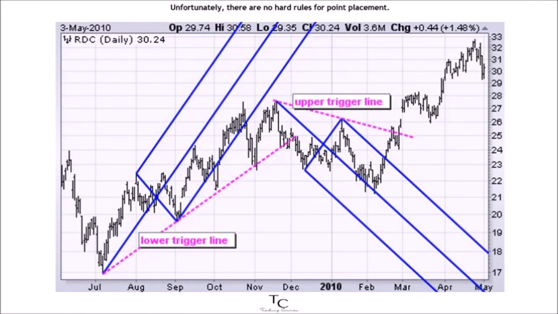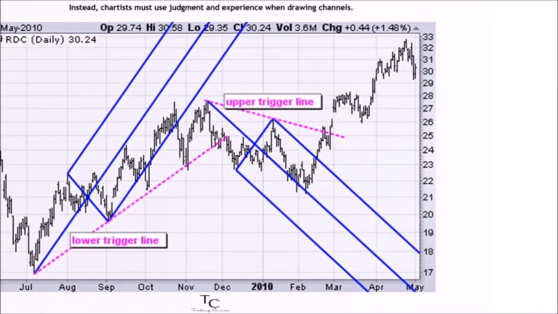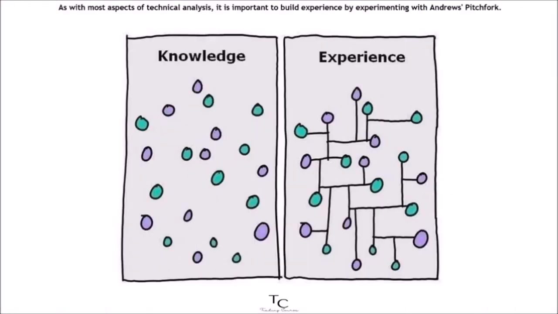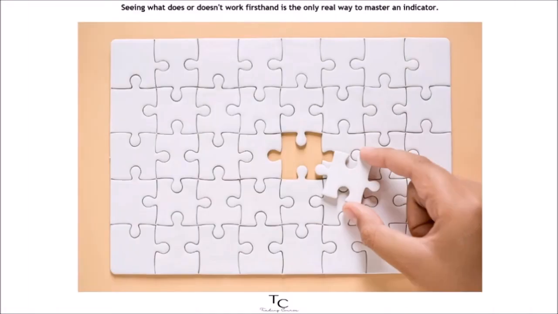Unfortunately, there are no hard rules for point placement. Instead, chartists must use judgment and experience when drawing channels. This is where the subjective nature of technical analysis comes into play. As with most aspects of technical analysis, it is important to build experience by experimenting with Andrew's Pitchfork. Seeing what does or doesn't work firsthand is the only real way to master an indicator.